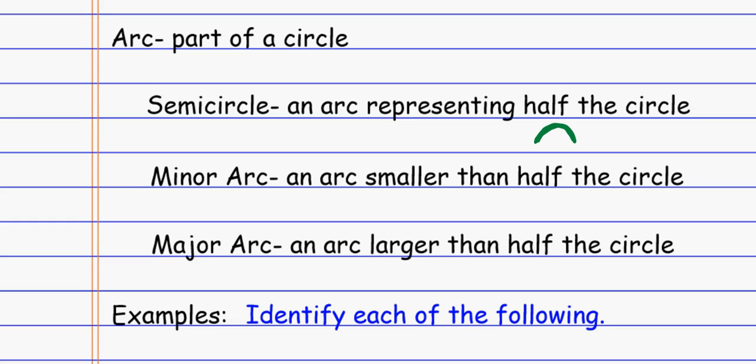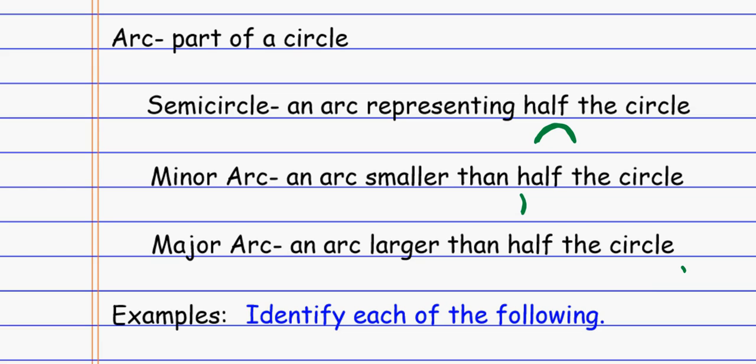A minor arc is an arc that's smaller than half the circle. So something like this would be a minor arc. Notice it's just a very small piece of a circle. And then a major arc is one that's more than half of the circle. So if I drew an arc that looked like this, that would be a major arc, because again, it represents more than half of the circle.